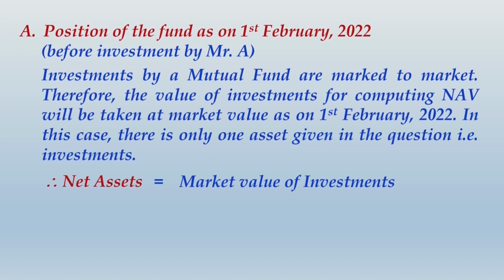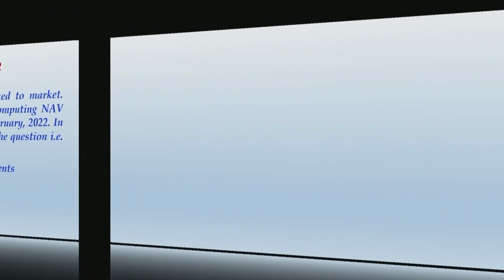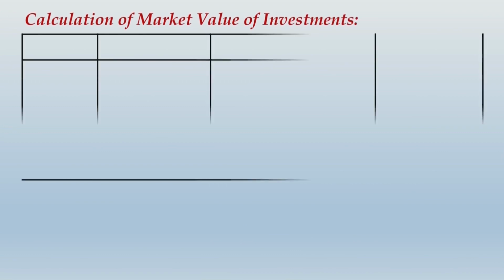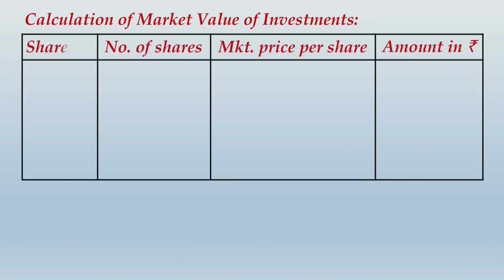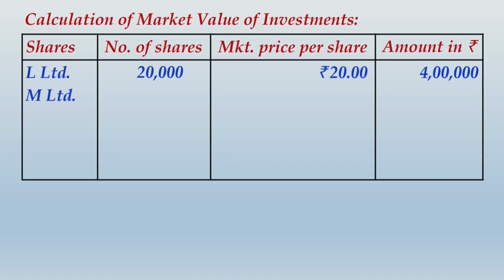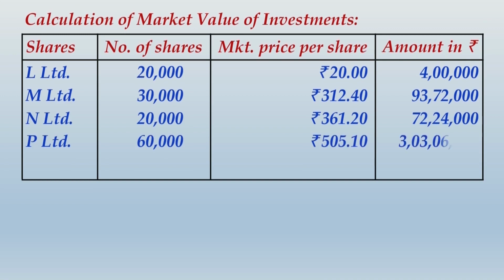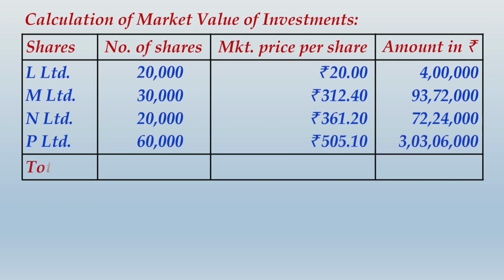Alright friends, after writing this paragraph, let us move ahead and now what we do is calculation of market value of investments. So just multiply the number of shares with the market price per share and you get the amount in rupees in terms of market value of investment. Do the same for each of these four companies and once you get the aggregate of these amounts in rupees, that will be basically the total value of investment.